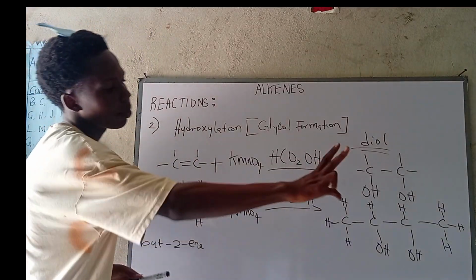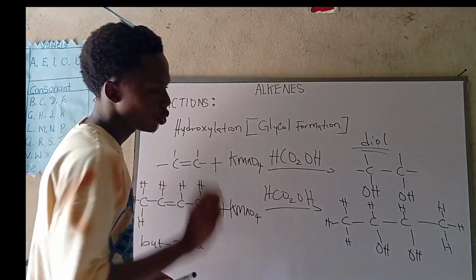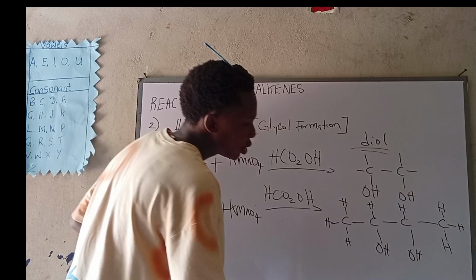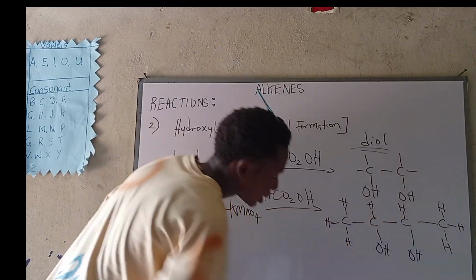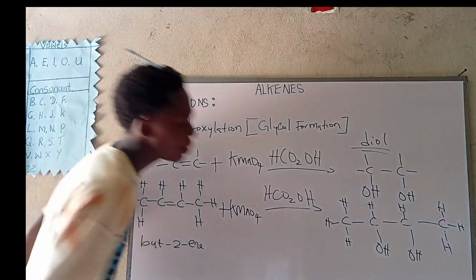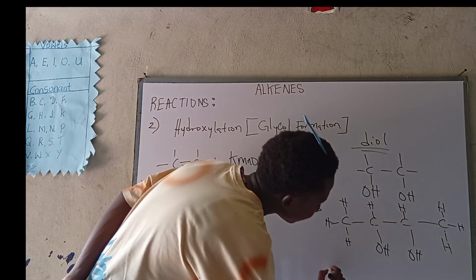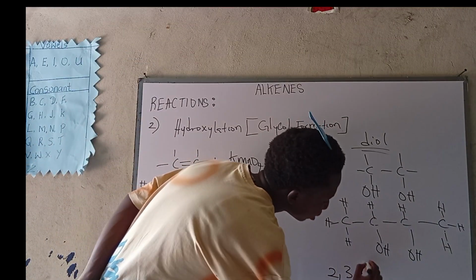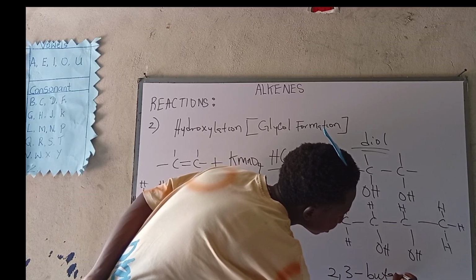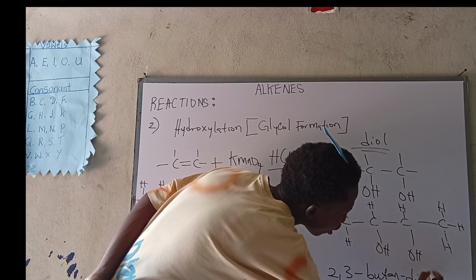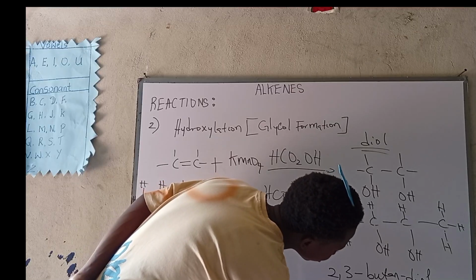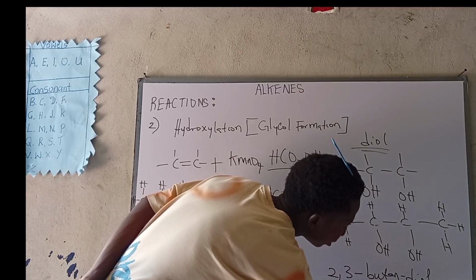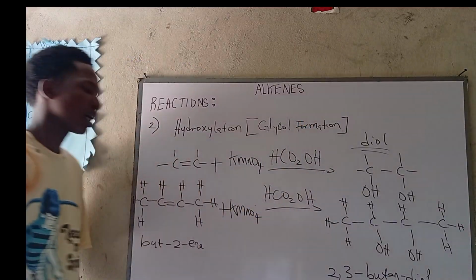We know that it's 4 carbon. We know there are 2 OH groups. So the position of the OH groups, 1, 2, 3, 1, 2, 3, so it has to be 2, 3 or 2, 3. It's the same thing. So how do we now name it? We name it what? 2, 3 butanediol. Or butane 2, 3 diol. Any of them can go.